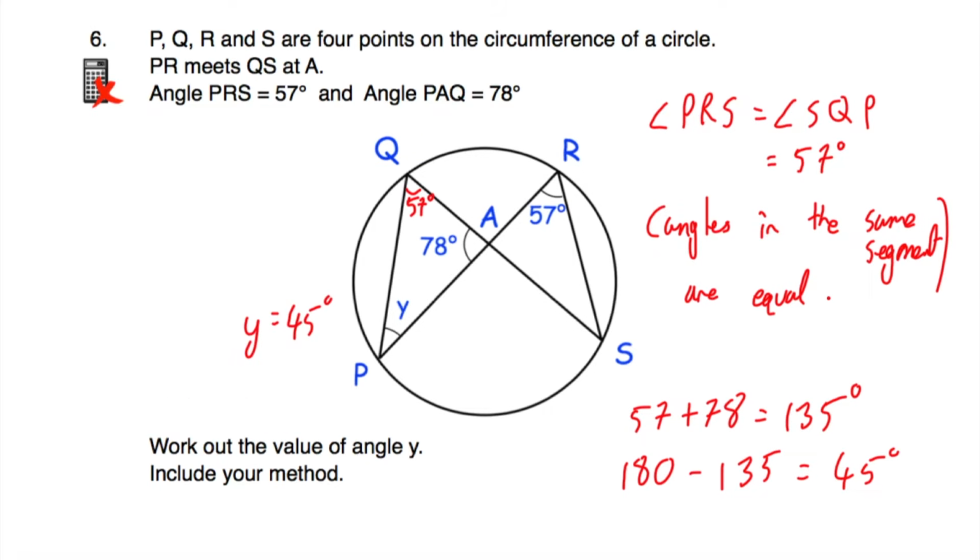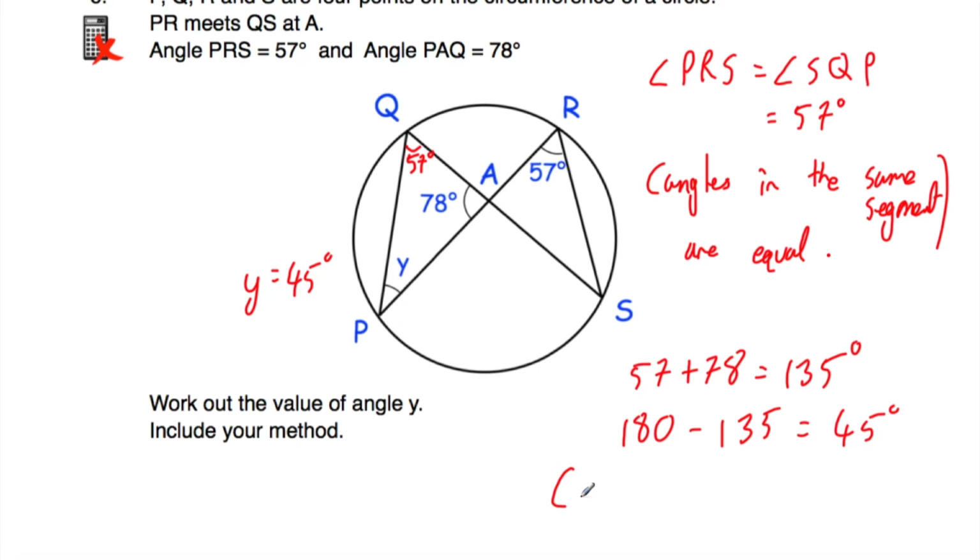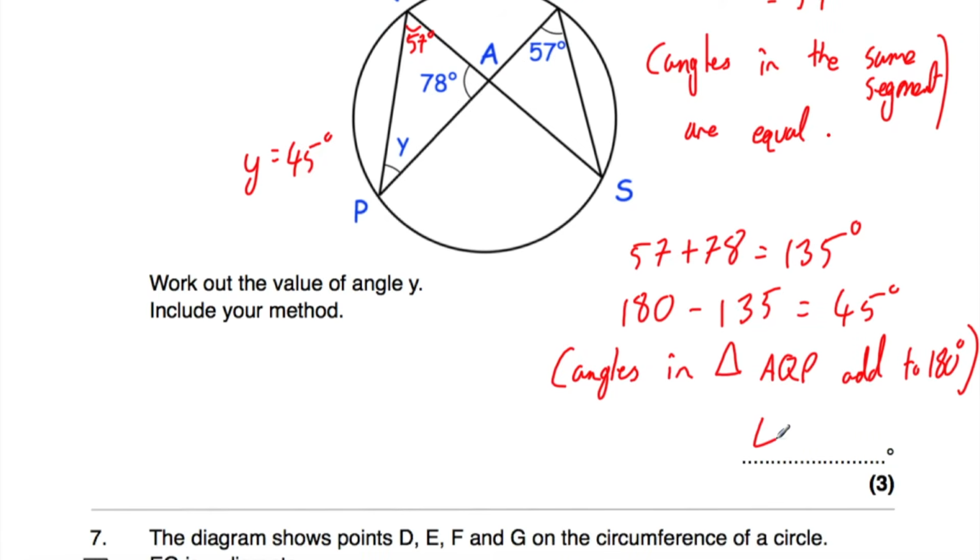And let's just explain that the angles in a triangle add to 180 degrees. So the angles in triangle AQP add to 180 degrees. I'm just giving the reasons as well as our method. So the question says work out the size of this angle. The angle is 45 degrees, and that's it, 45 degrees.